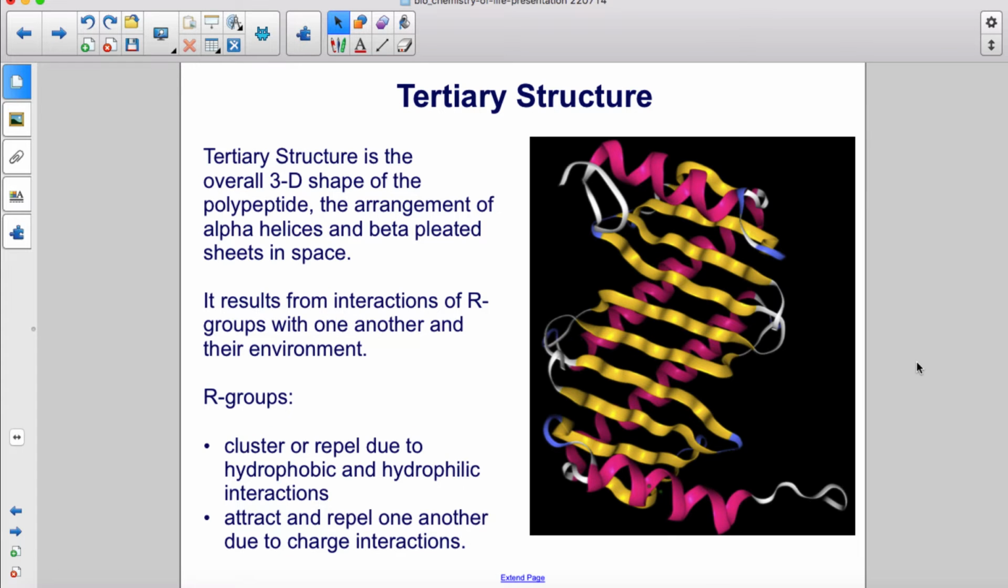Tertiary structure is the overall 3D shape of the polypeptide, the arrangement of alpha helices and beta pleated sheets in space. It results from interactions of R groups with one another and their environment. R groups cluster or repel due to hydrophobic and hydrophilic interactions. They attract and repel one another due to charge interactions.